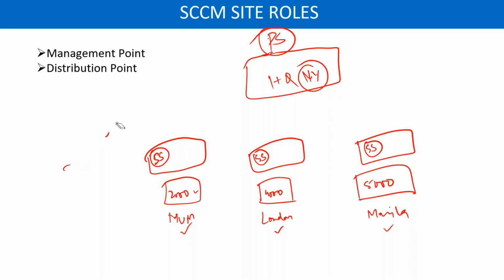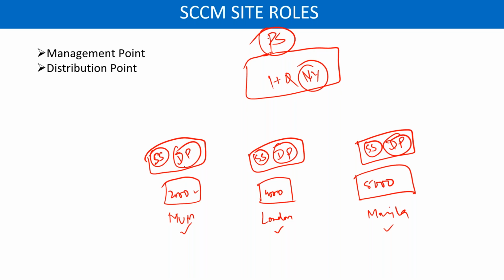It's not Microsoft patches. It is an application. They can't go to any website and click on download. The computer can't, you can't automate those tasks. So rather, what you do is put a distribution point on all the secondary sites. A distribution point in Mumbai, a distribution point in London, and a distribution point in Manila. That will be on the secondary site server itself.